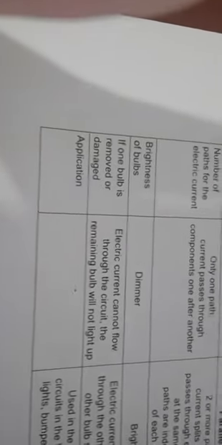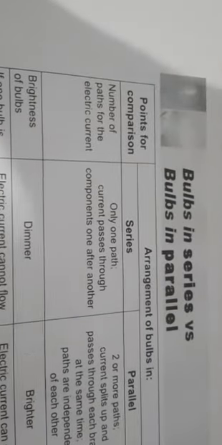The series says the number of paths for the electric current is only one path. Remember, if you look at that little picture there, the series only has one path to go through. It only has one way to go through those lights. It doesn't have the option, if one of those bulbs fails, to take another route. So in series, only one path, the current passes through the components one after the other, like shown.